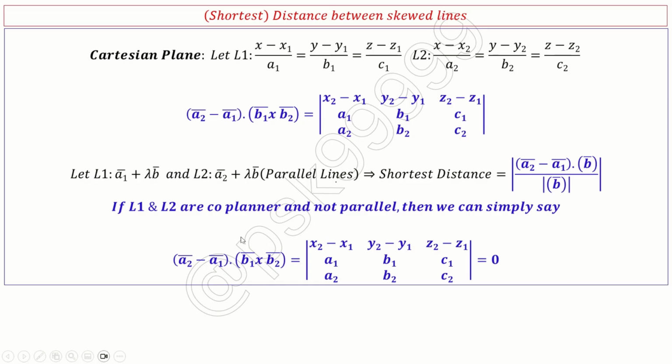That's all. If L1 and L2 are coplanar and not parallel, what is the meaning of this? That means they are intersecting. The condition for intersecting is A2 minus A1 dot B1 cross B2 equal to 0. Then they are intersecting. Basically, they are coplanar and not parallel. So the condition for this one is very simple. X2 minus X1 position vectors, Y2 minus Y1 and Z2 minus Z1, and then A1 B1 C1 A2 B2 C2. So this is how you will do it.